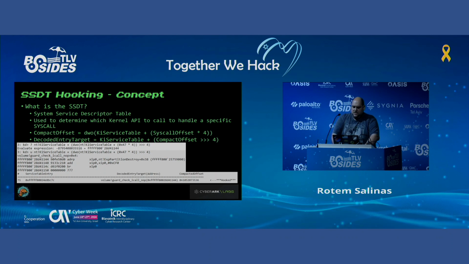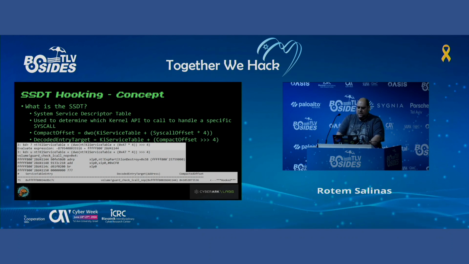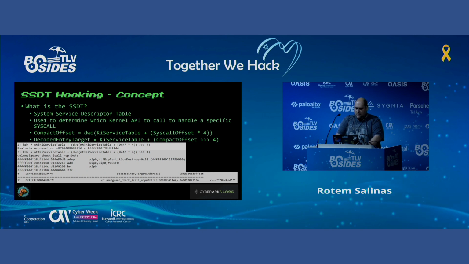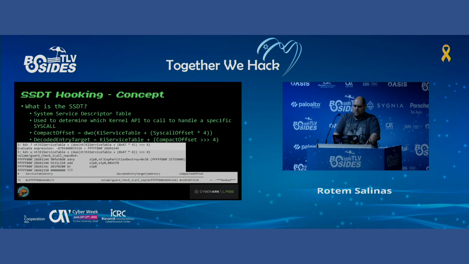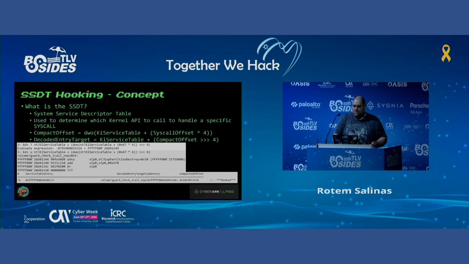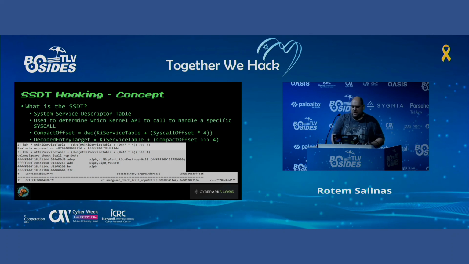So in order to hook this table, we would need to overwrite a value in a specific index, which is a compact offset, with our own specially crafted compact offset that encodes a function pointer to our hook function. Our hook function will execute some malicious code, and then we'll jump back to the original syscall handler function, which we will get by decoding the original compact offset.